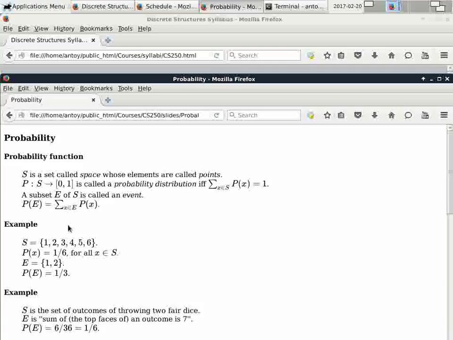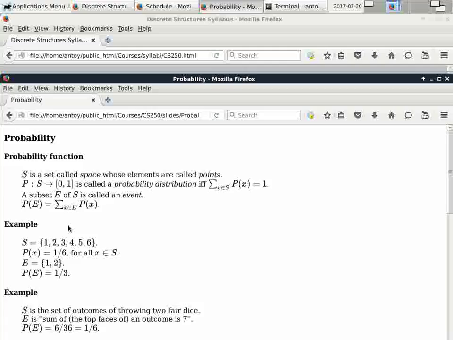Let's look at another example. You throw 2 fair dice. Fair, what does it mean, fair? You are not cheating, right? You didn't do something so one face comes up more often than the other. And so the probability of each face is 1/6, as we did before.